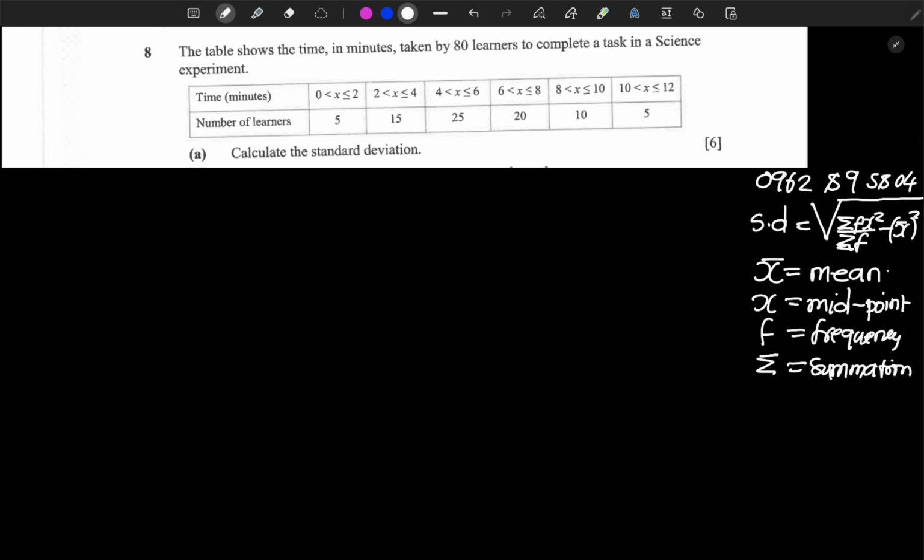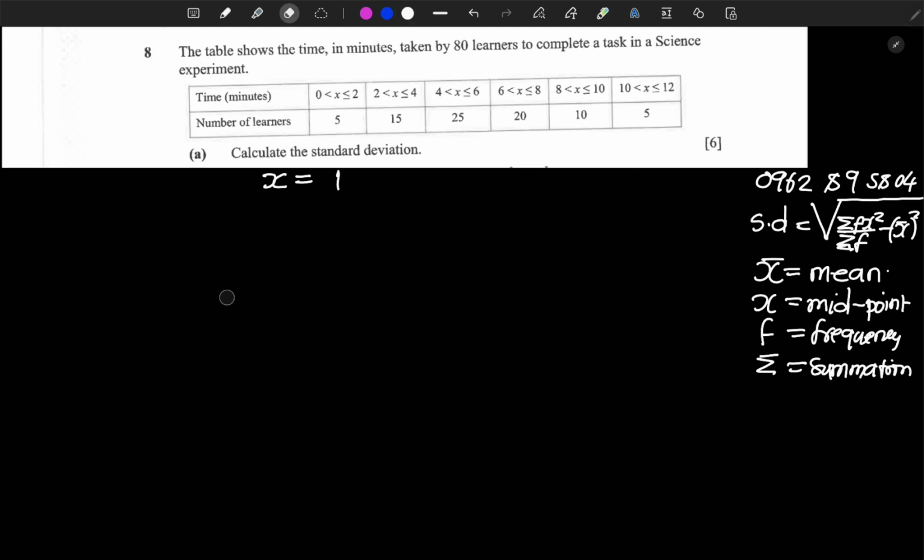Okay, so we are going to start with finding the midpoint. Midpoint is denoted by letter X. Let's begin with the first midpoint. We have 0 plus 2 over 2. You always divide by 2. So 0 plus 2 is 2, over 2. 2 into 2 is 1. So the midpoint for the first range is 1.